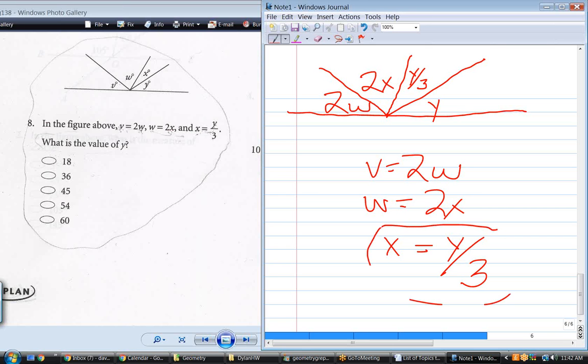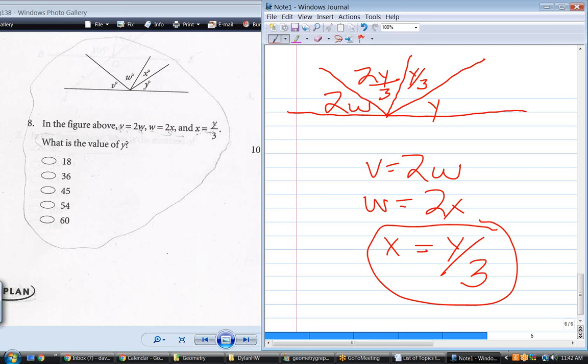X is Y over 3. Let's relabel that in terms of Y. What should I label that if that's 2X? 2 times y over 3. Perfect. 2y over 3, and it doesn't matter whether I write that 2/3 y or 2y over 3, as long as I don't put y in the denominator.